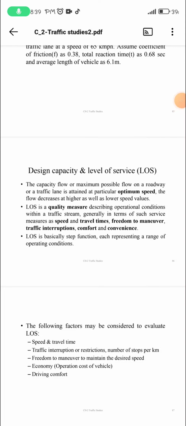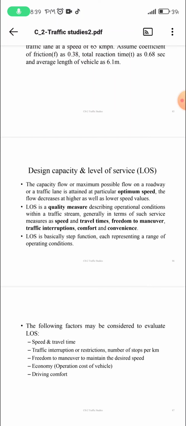Capacity and level of service (LOS). The capacity flow, or maximum possible flow on a roadway or a traffic light, is attained at a particular optimum speed. The flow decreases at higher as well as lower speed values.